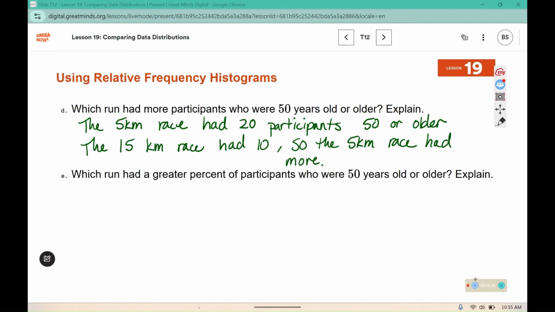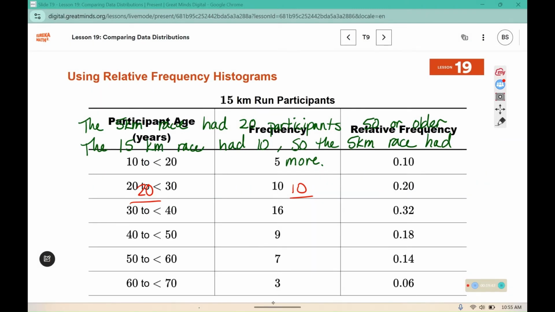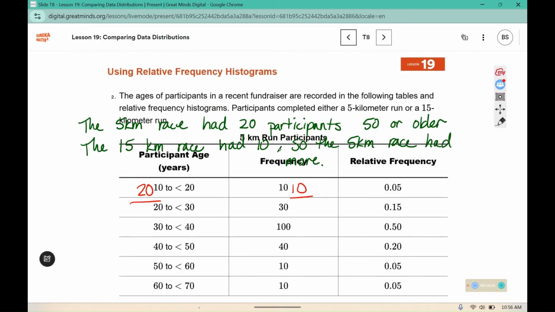E. Which run had a greater percentage of participants who were 50 years old or older? Well, we had 20 of the 5-kilometer race and 10 of the 15-kilometer race, but we have to compare that to how many altogether in the races. If we add up the frequencies, that tells us how many participants. So this would be the frequencies for the 15-kilometer and add up all the frequencies for the 5-kilometer.